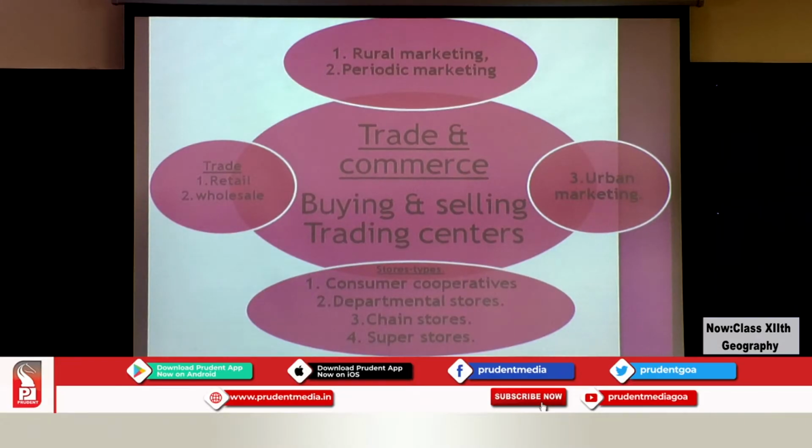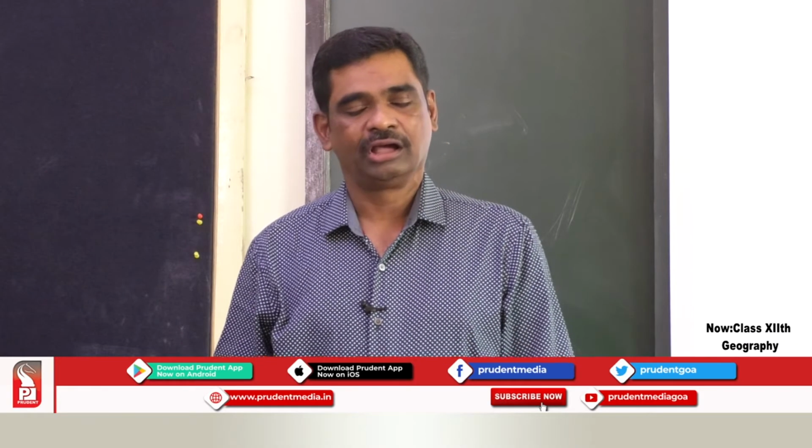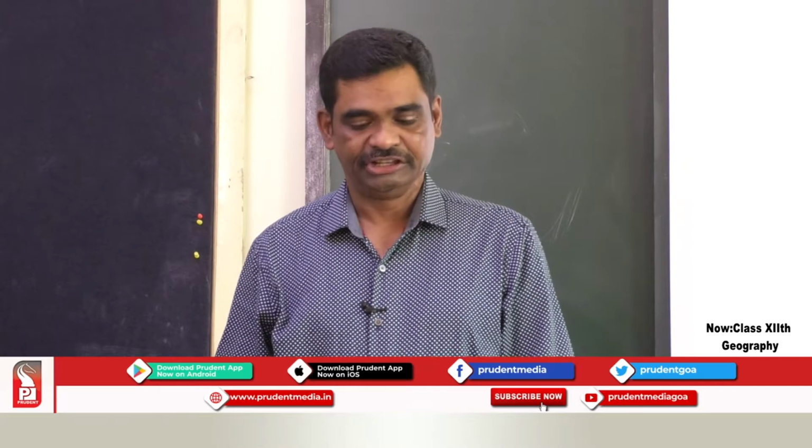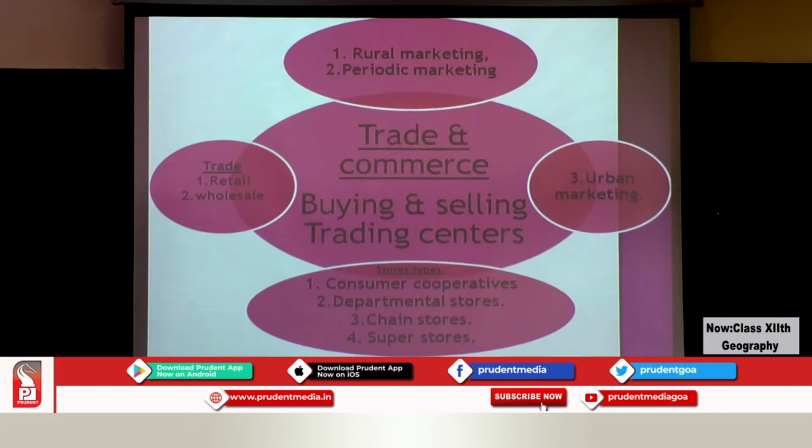Then we have to understand something about the types of stores. Consumer cooperative stores, which are run by the society. Departmental stores, each department for selling certain goods and services. Chain stores we have, and also we have superstores. Most of these are found in urban areas. Now, trade also is of two types: retail trade and wholesale trade.